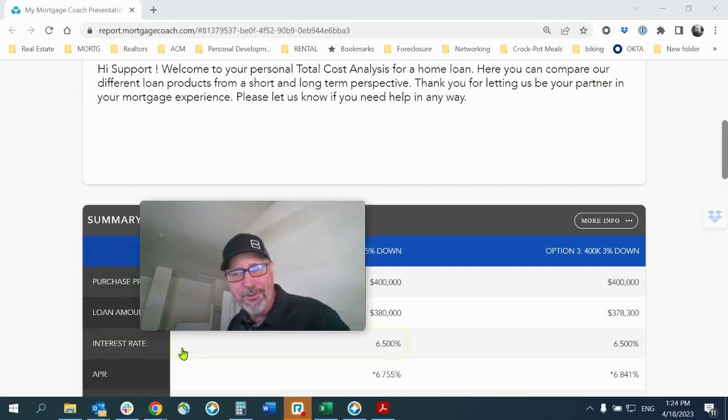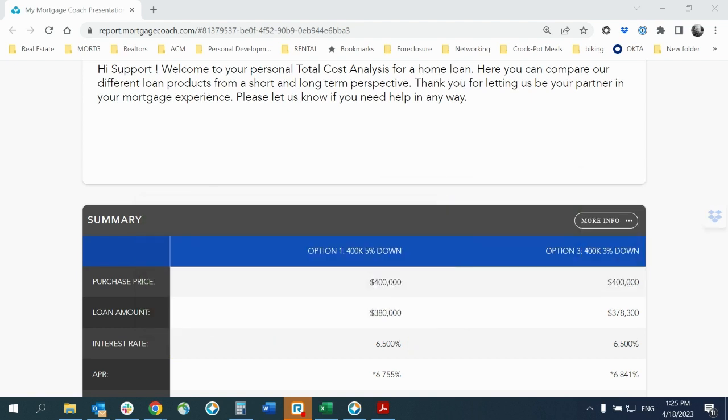Just wanted to share with you some numbers real quick on how to help a marginal buyer get past this. Just in case your loan officer doesn't know how to do this, you can share this with him or you can call me and I'm happy to get them pre-approved and help them with this scenario. So here we go right here.